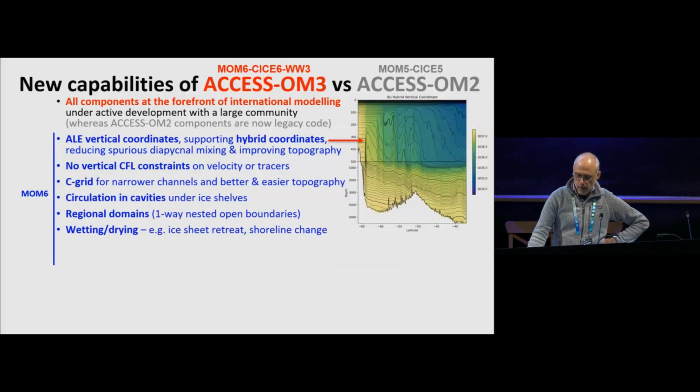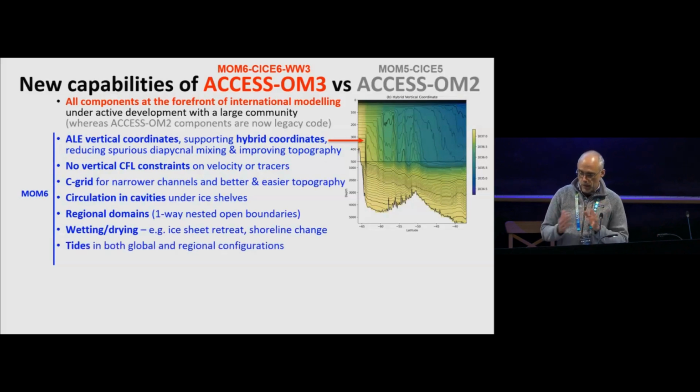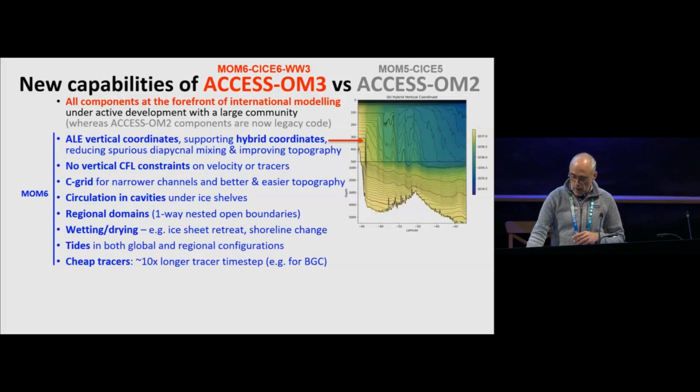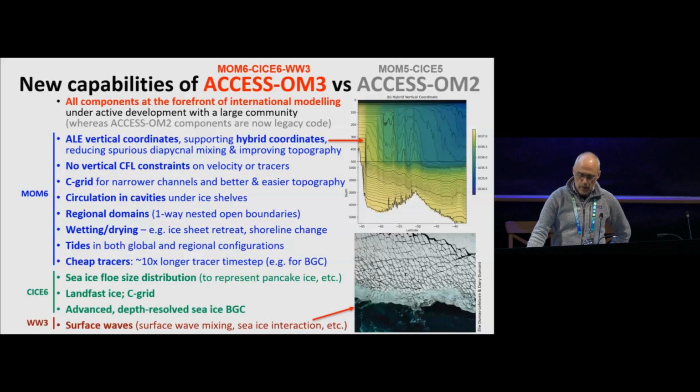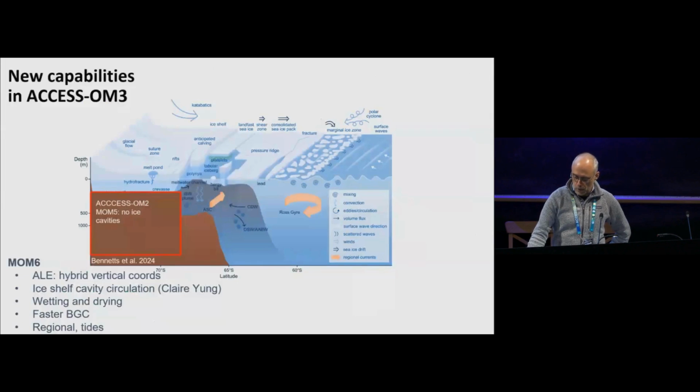Better support for regional domains. It allows you to do wetting and drying, so ice sheets can retreat, or you can have shoreline change with the model. Better representation of tides, and a longer time step is possible for tracers, which makes it possible to carry a large number of tracers, such as in a biogeochemical model. SICE6 has a distribution of sea ice floe sizes as well as thicknesses in the model, and a representation of the landfast ice and better biogeochemistry. And WaveWatch 3 is a state-of-the-art surface wave model, which can be coupled to the other components.